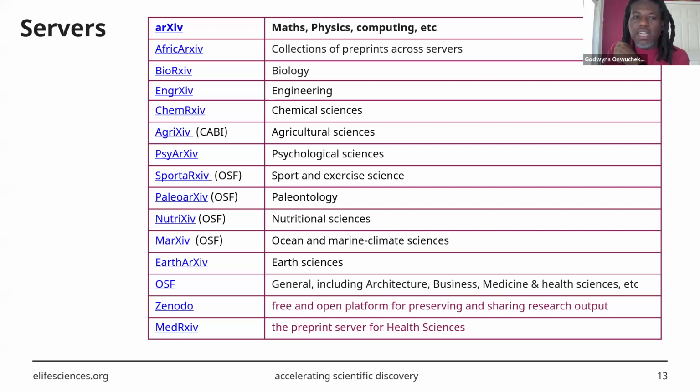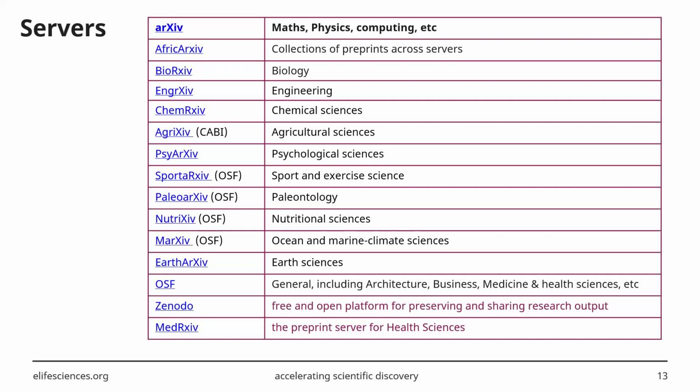Group 1, you look at archive and bioarchive. Don't look at Africa archive yet. Group 2, you look at the engineering archive and chem archive. And group 3, you look at CABI and Sci archive. Group 4, you look at sports archive and paleo archive. And group 5, have a look at Earth archive.